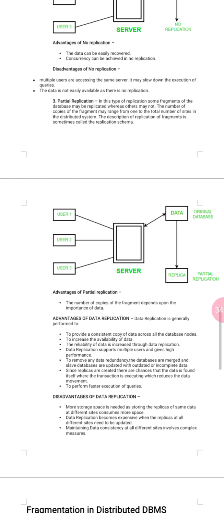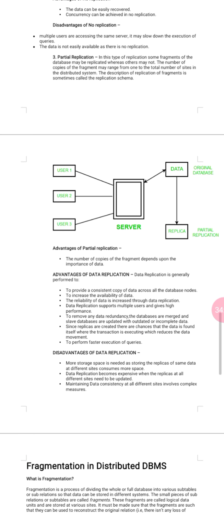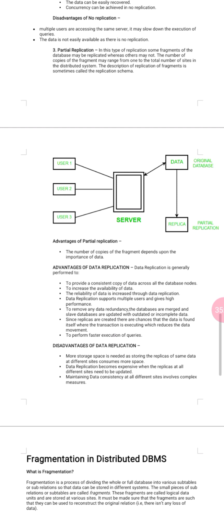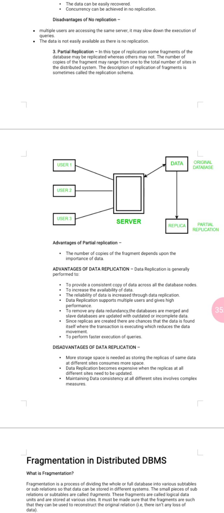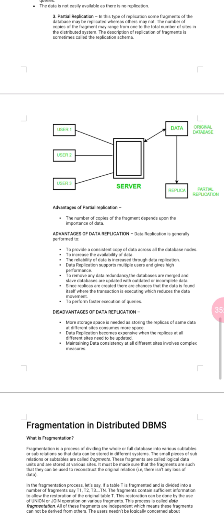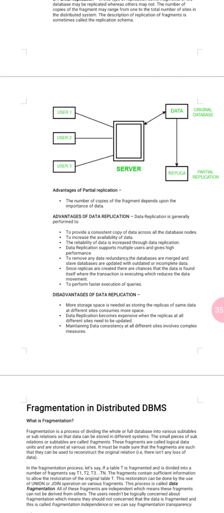What happens in partial replication? Some fragments of the database may be replicated, whereas others may not. Some are replicated or some are not. Okay, clear, it is called partial. Advantages of partial replication: first, the number of copies of the fragments depends on the importance of data, right?